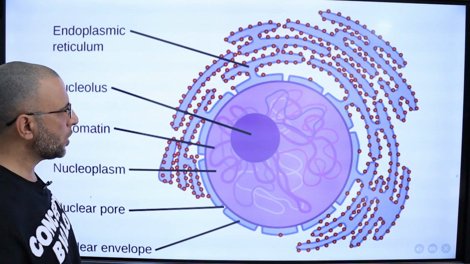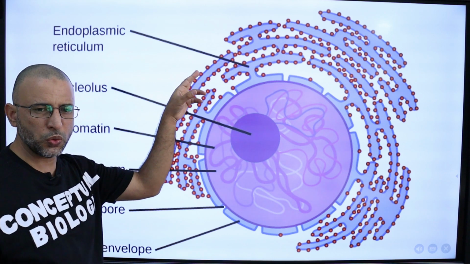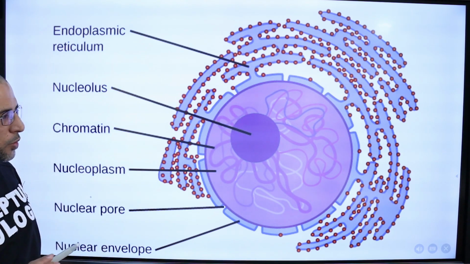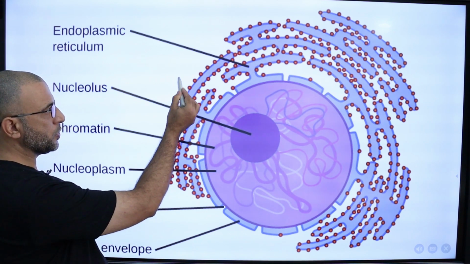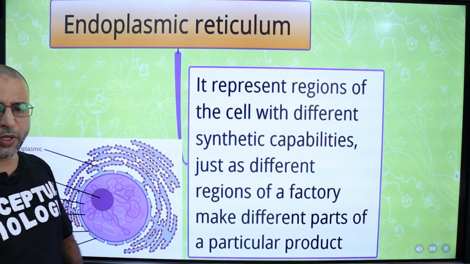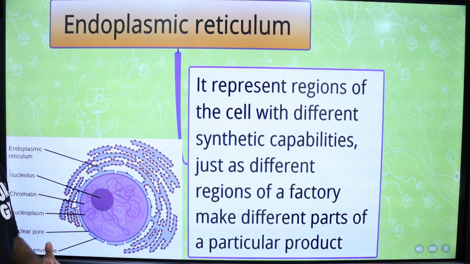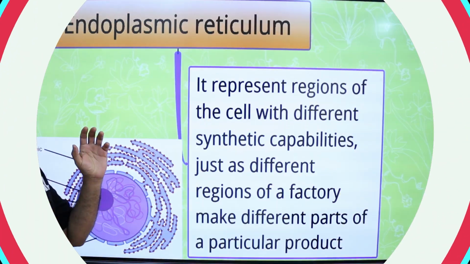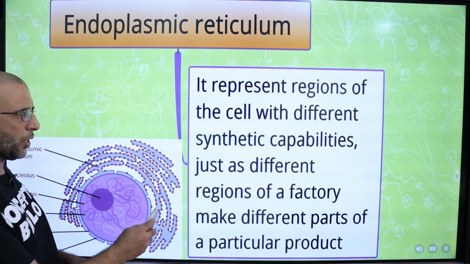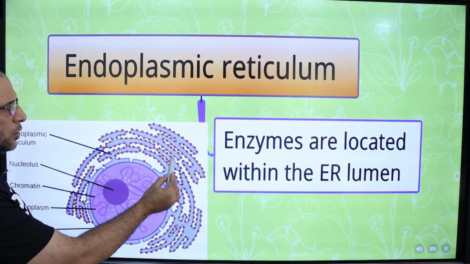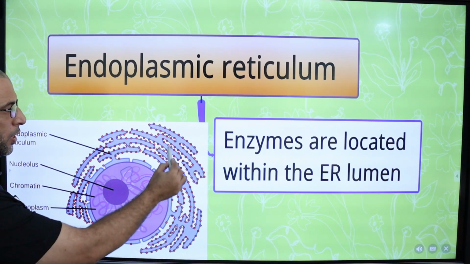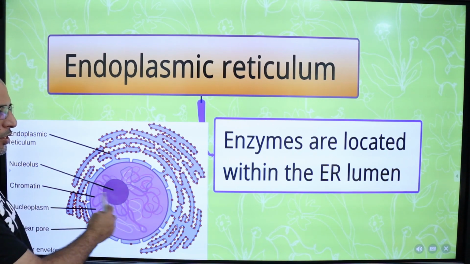As we can see in this diagram, ribosomes are attached to the cytosolic surface and the luminal surface is smooth. So, ribosomes are not present on the luminal surface. Ribosomes are only present here on the cytosolic surface. The endoplasmic reticulum acts like a factory with different regions, and these regions have different synthetic capabilities for a particular product. Enzymes are located within the endoplasmic reticulum lumen. So, different sets of enzymes are present on the cytosolic surface and the luminal surface.